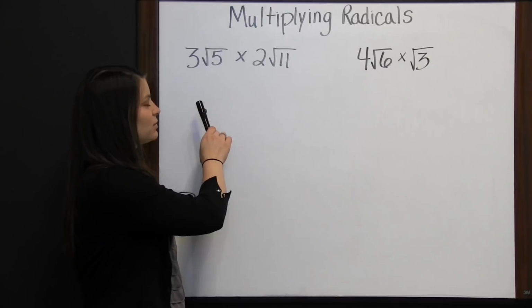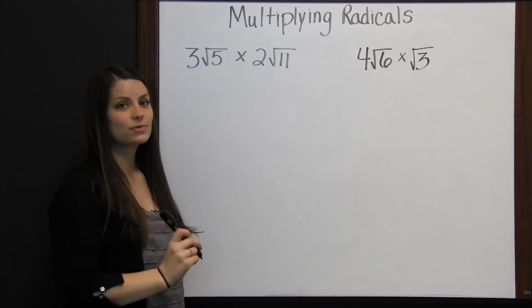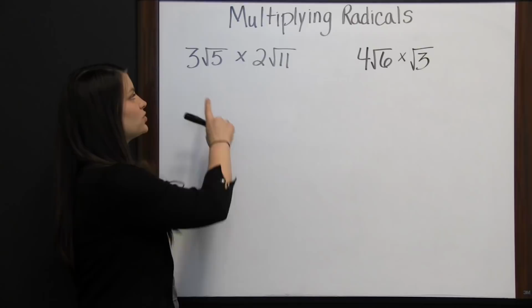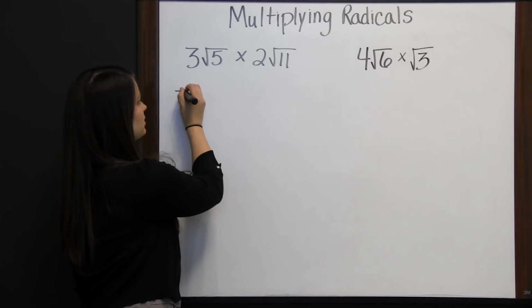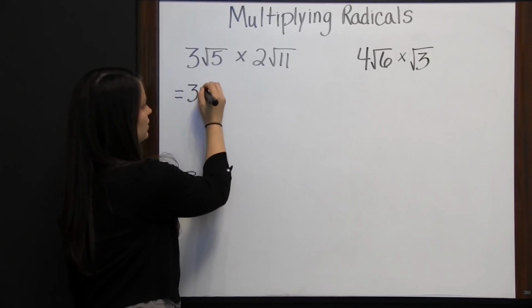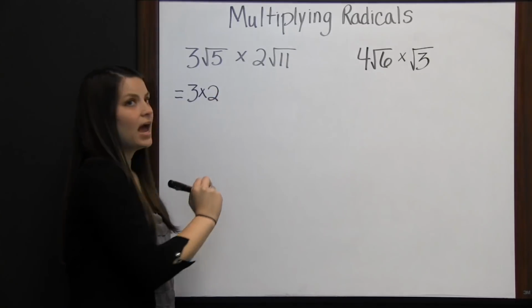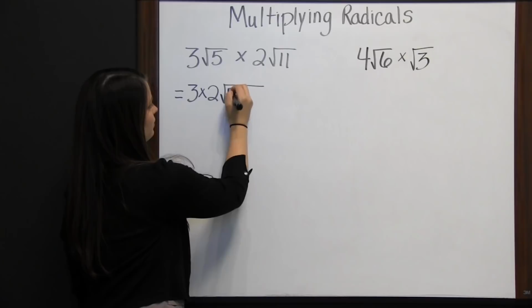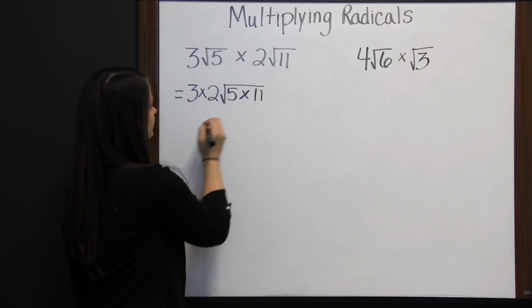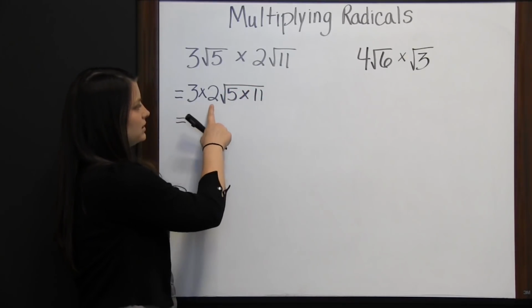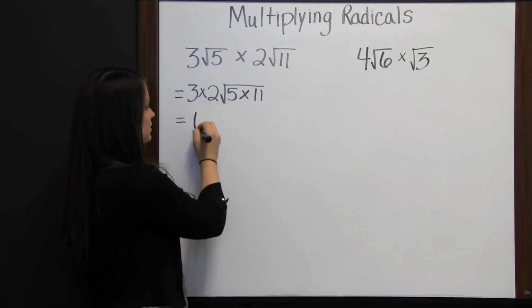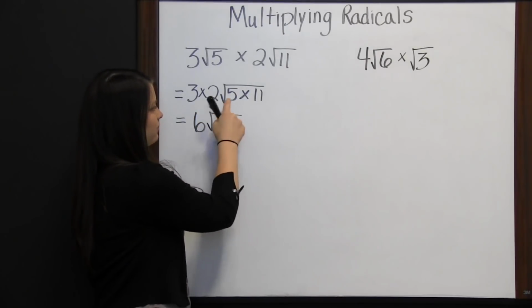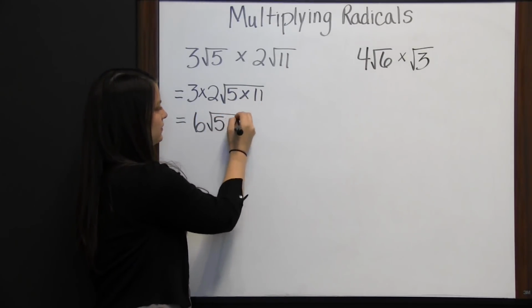First, we have 3 square roots of 5 times 2 square roots of 11. We're going to start by multiplying our coefficients, 3 times 2, and then we multiply our radicands. So that's the square root of 5 times 11. 3 times 2 is 6. Square root of 5 times 11 is 55.